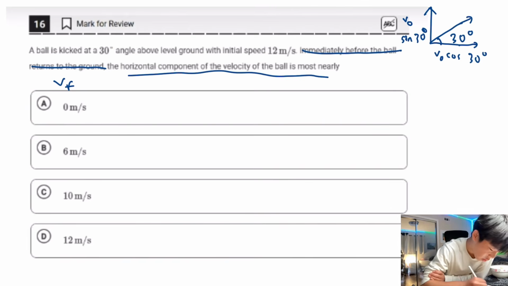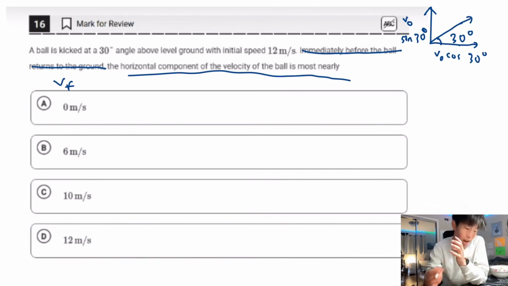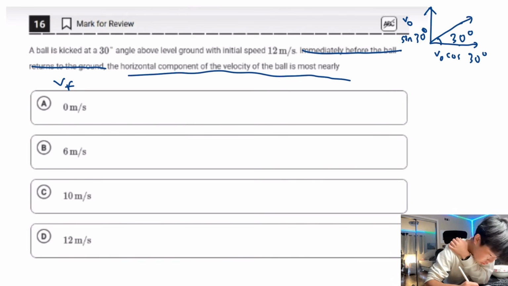So it's asking for the horizontal component. Oh my goodness, I'm literally giving it to you. So initial is 12. I hope you guys know where that came from. Now you multiply that by cosine 30. What's cosine 30, guys? Root 3 over 2.